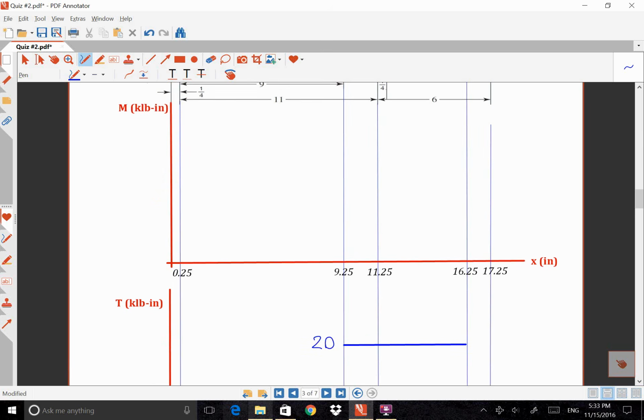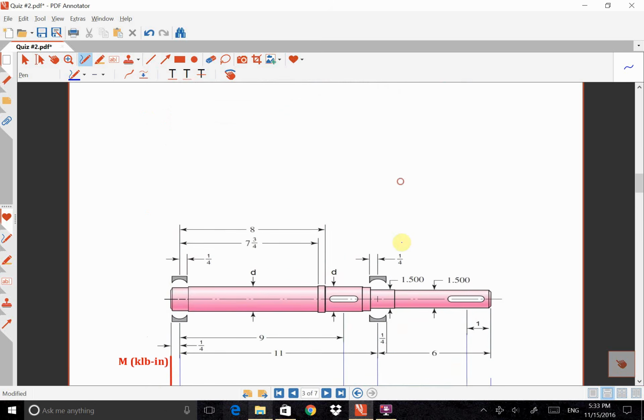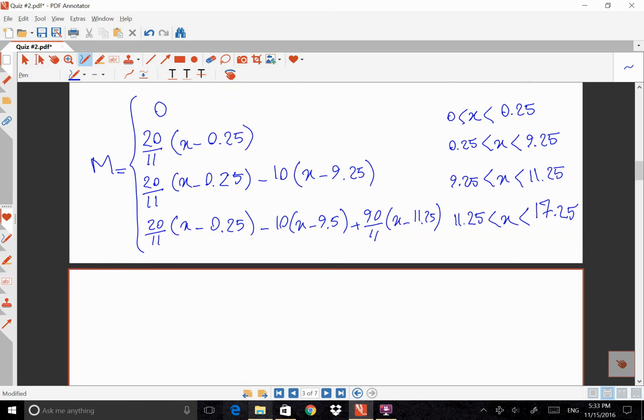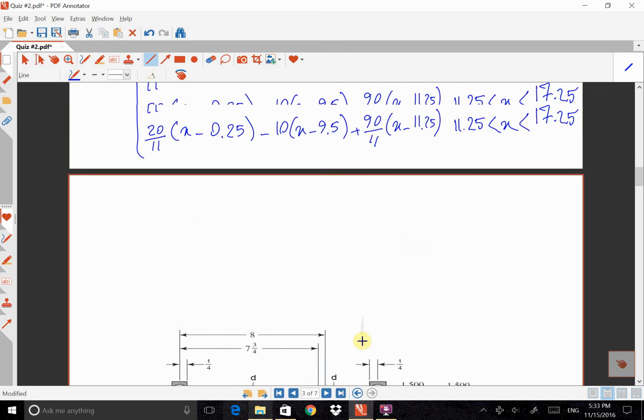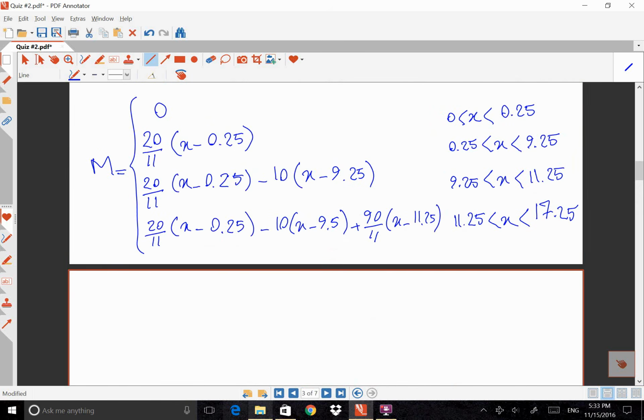For the moment, if I want to draw a moment diagram, I can look at this piecewise equation. For the first region, from here to here, the moment is 0. For the second region, the moment is a line equation. When we want to draw a line, we need 2 points. The best points to apply into this equation are the first and end points of the region.